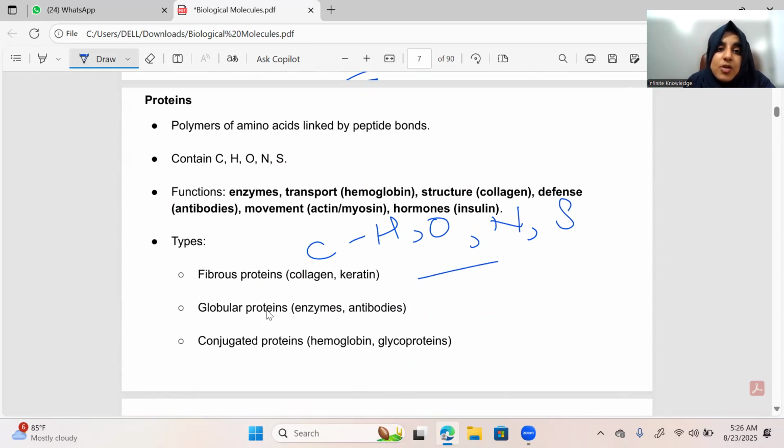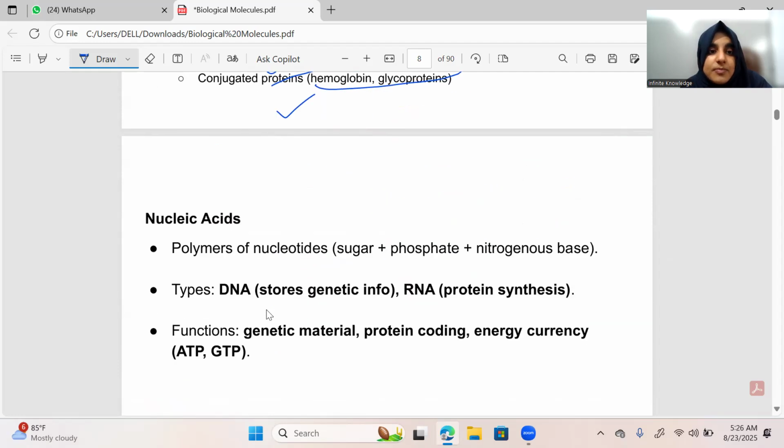These are used for transport, for example, hemoglobin; for structure, like collagen; antibodies; movement; and hormones in the form of insulin, right? We have fibrous proteins, globular proteins, and conjugated proteins. Conjugated means combined with other molecules as well. Fibrous and globular proteins, both of them are simple proteins, right?